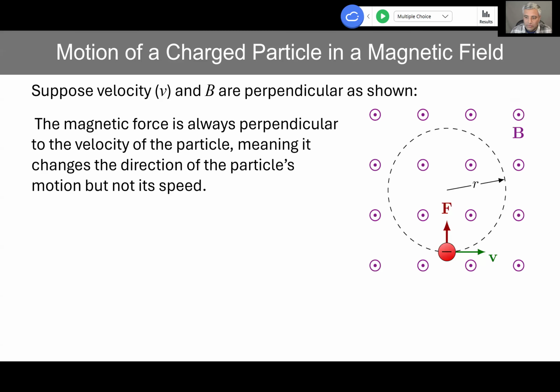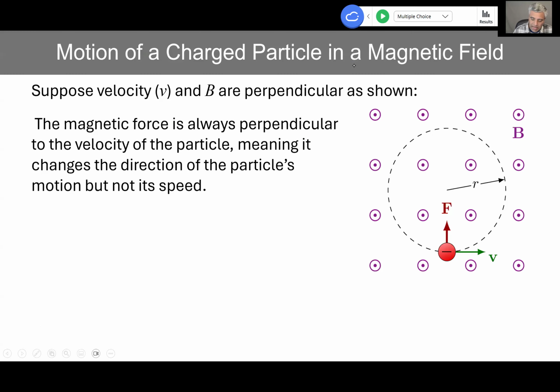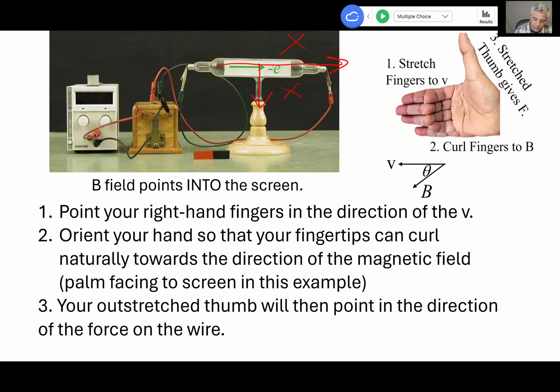Okay, then let's move on. What happens is force, as you saw, although the charge was moving in that direction, the force was acting down. If this was positive, that would be up. So force acts perpendicular to both V and B. That's how it works.